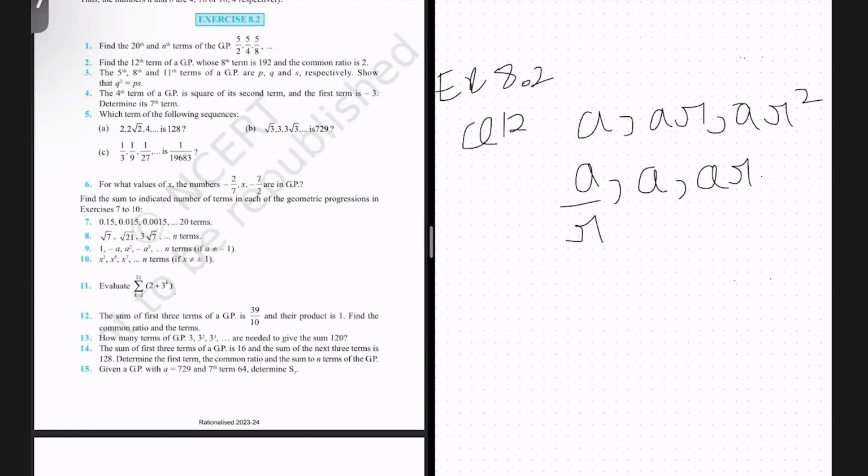So let us assume the first three terms of the GP to be A by R, A and AR. Mind you, the common ratio is still going to be R, but I've just assumed the terms such that R gets cancelled out. We have then been told that the product is 1.